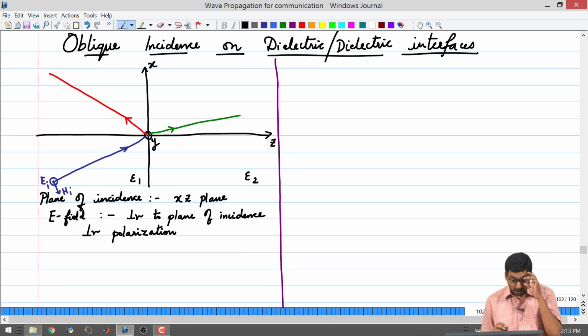Since we are talking about oblique incidence, we can start marking some angles. Okay. Now, we have to mark what is known as the angle of incidence. Okay. The angle of incidence is the angle made by the wave with respect to the normal drawn to the interface. So, the normal here to the interface is the z axis itself, all right. So, we have to mark some angle and we will say that this angle is theta incident or theta I.